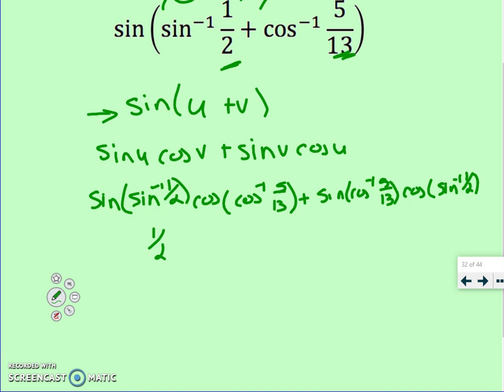5/13 is not on our unit circle, so we're going to skip this second part for right now. Then if we go into this third one, well, that's again cosine of 5 over 13, still not on our unit circle, so we're going to skip it. And then we're going to look over here.